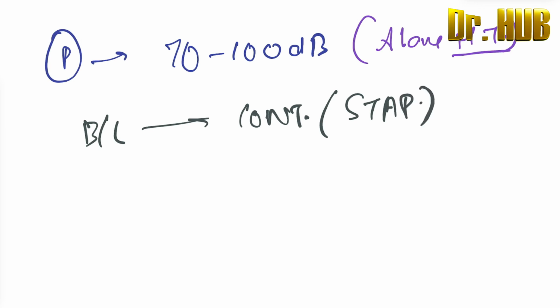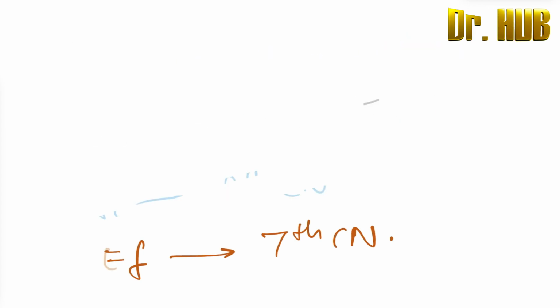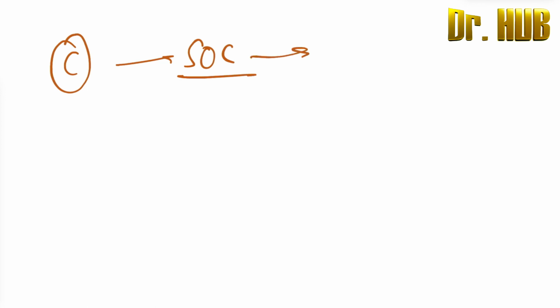The next will be the afferent. The afferent is the 8th CN, that is, the cranial nerve. What will be the efferent? The efferent will be the 7th CN, the cranial nerve. Now what about the center? The center includes the superior olivary complex, SOC, which is present in the brainstem.